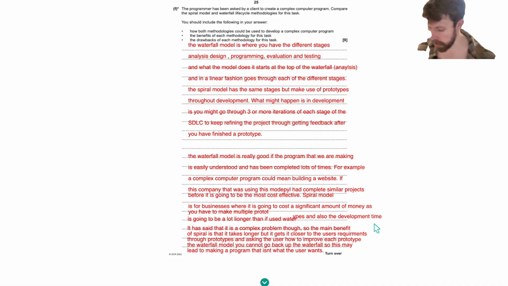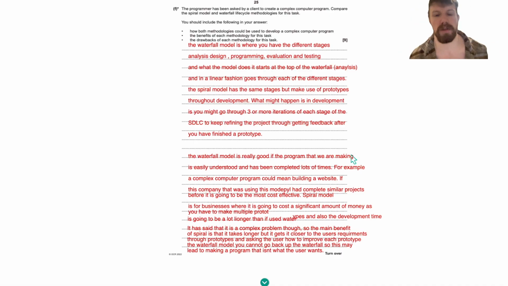But just make sure that you're going with that strategy of define what the waterfall model is, define what the spiral model is, and then just make some good points about it, because the waterfall model does have some benefits. It's a very simple model to follow. If it's a website that they've made before, it's probably just going to be that they can use a template that they've done before and change it to fit the user's requirements.